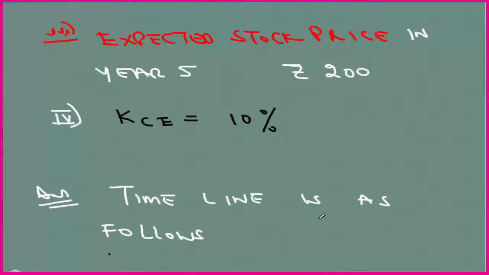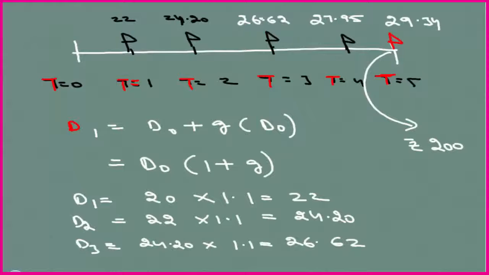So my tip to you will be, while doing practice, you should always prepare a timeline, because when you prepare a timeline, the whole concept will be very much clear to you. So in this, I am getting 5 regular inflows as dividend, and I am getting a terminal cash inflow at the end of fifth year. It means at the end of fifth year, I am getting 2 cash inflows. One is dividend and second is sale price. So timeline is as follows. So this is a timeline.